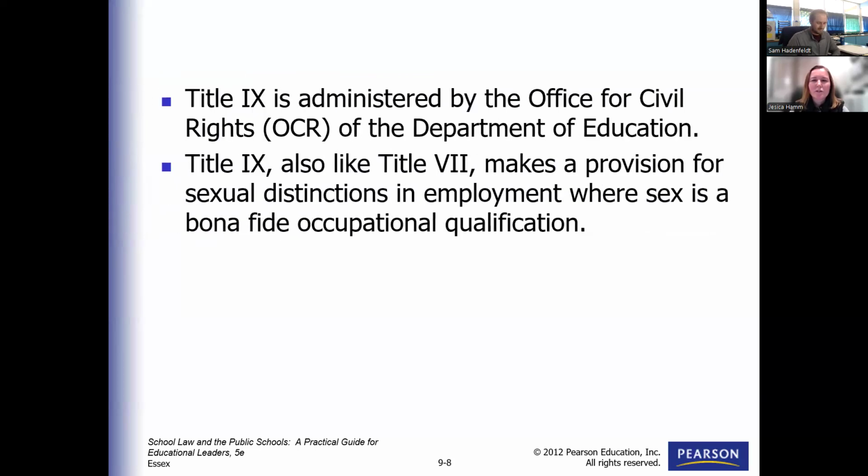Title IX is administered by the Office for Civil Rights of the Department of Education. Title IX, like Title VII, makes a provision for sexual distinctions in employment where sex is an actual occupational qualification. So you would not be going against Title IX if that is actually a qualification of the job.